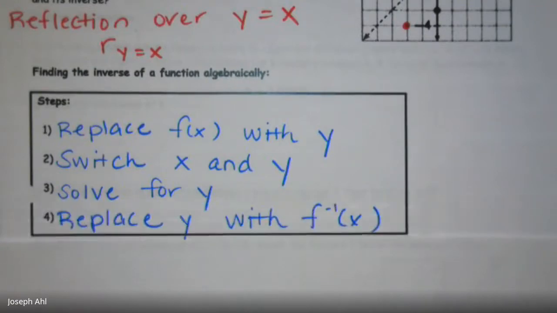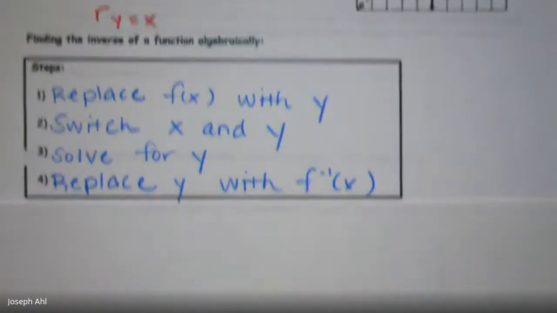And finally, replace y with the appropriate notation. f to the -1 of x looks nice. That step is maybe not as important in the grand scheme of things. If you forgot that, I'd probably leave it. But most commonly, you will see this notation used when talking about inverses.